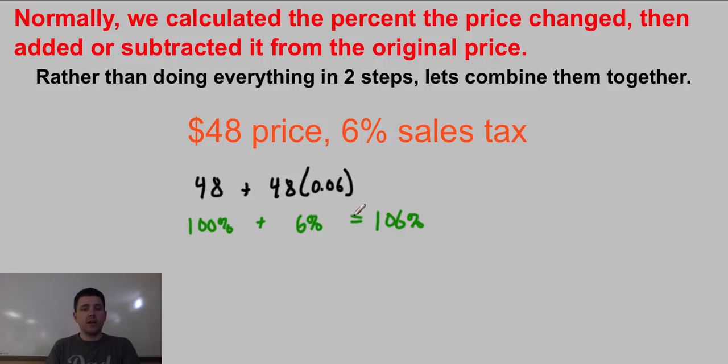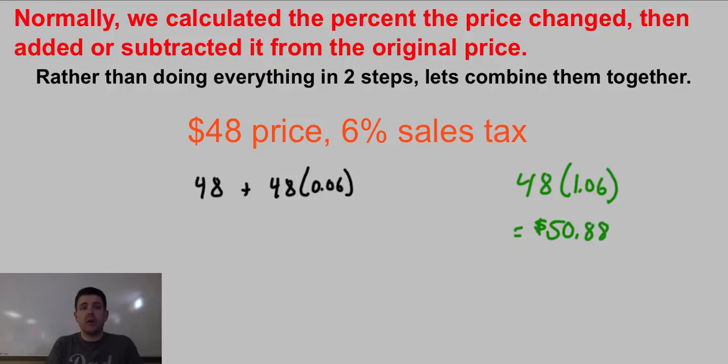Basically, we want to just combine those percentages together. So let's try it and see what happens. Instead of doing 48 plus $48 times 6% or 0.06, let's do it in one. Let's do 48 times 106%, which, if we slide our decimal over, is really 1.06. Type that into our calculator. 48 times 1.06 gives us a total of $50.88.